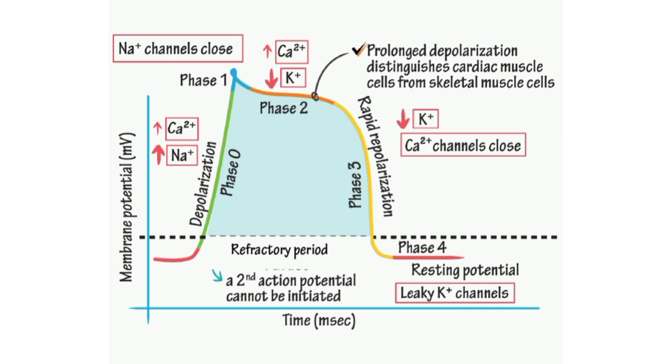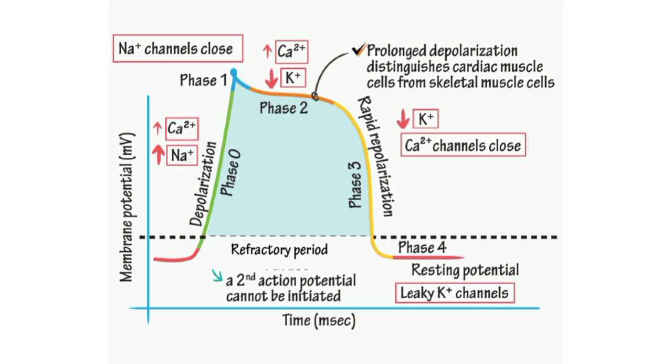Now, let us talk about the ionic basis of action potential. Initial depolarization, which is the first phase, is because of rapid opening of fast sodium channels and the rapid influx of sodium ions, as in the case of skeletal muscle fiber. The initial repolarization is due to the transient opening of potassium channels and efflux of a small quantity of potassium ions from the muscle fiber.